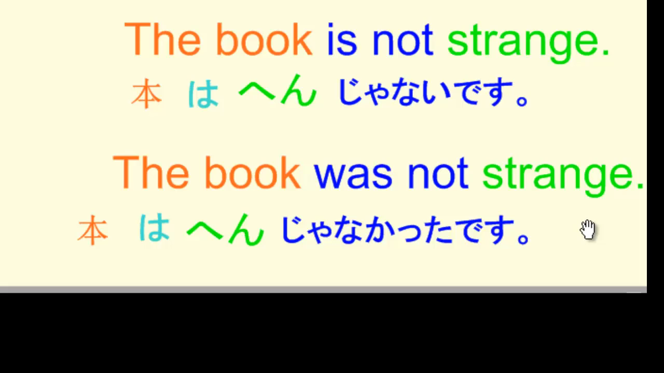And you can see that that word janai, not, has taken on an i adjectival form. So when it becomes past tense, it has dropped its i and replaced it with katta. So you get hon wa hen ja nakatta desu.